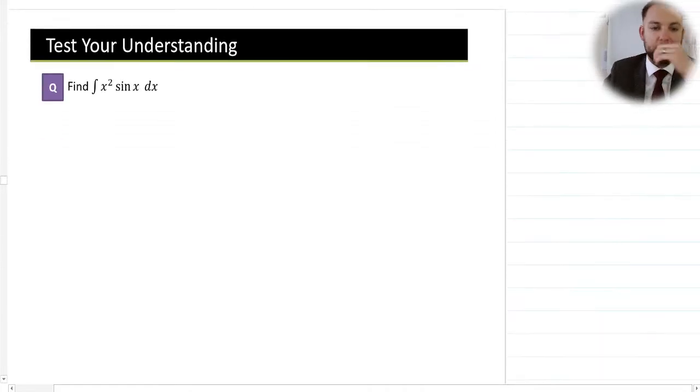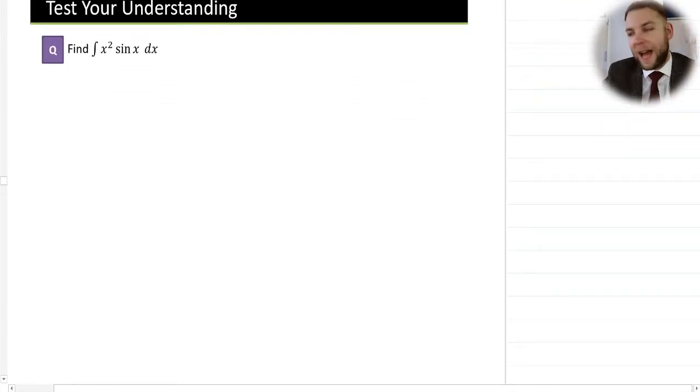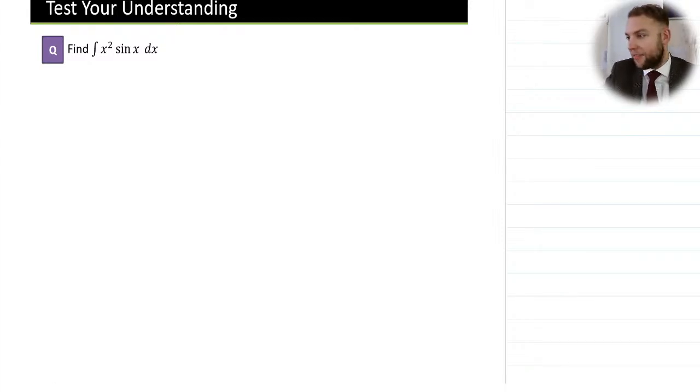Alright. So we've got to test your understanding here. Have a little go at this one yourself. It is integration by parts twice, okay? So have a little go at that one yourself.